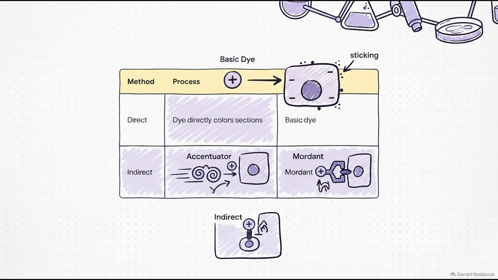Direct staining is wonderfully simple. You apply a basic dye carrying a positive charge, and it's naturally attracted to the negatively charged cell walls and cytoplasm, sticking directly to the tissue. Indirect staining, on the other hand, well, it needs a little help. It uses a secondary component, either an accentuator to just speed up the reaction, or a mordant to physically link the dye to the tissue.